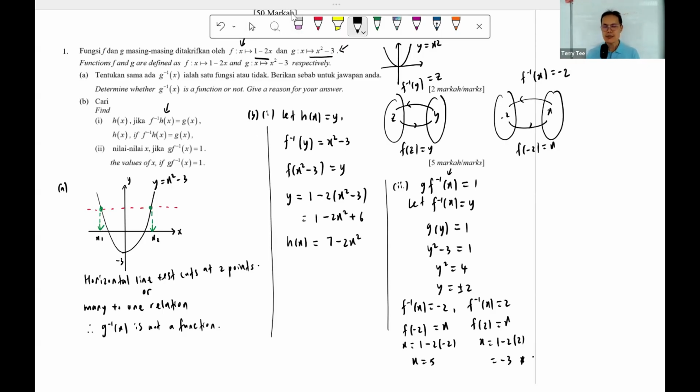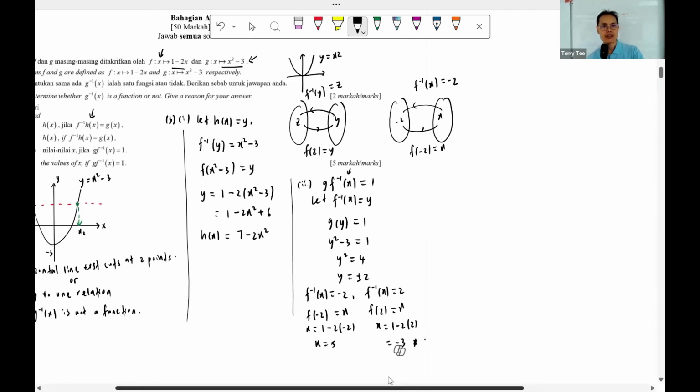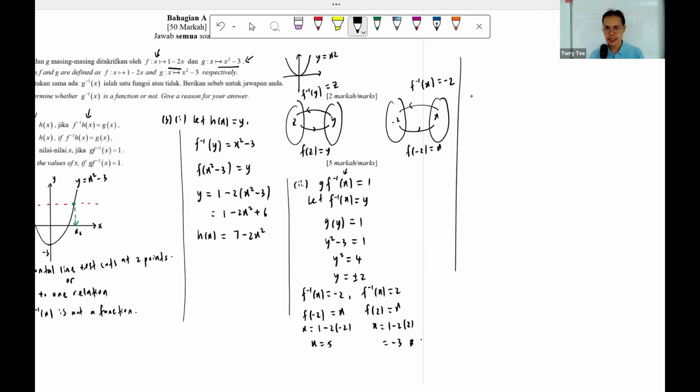Now guys, if you find this method a bit too unique and you're not used to it, you can use the normal way. I don't have enough space here, so I'm going to show you from scratch the normal way. This is the standard way, what most people will do. The first part: you're finding h(x) given f inverse h(x) equals g(x). A lot of people will tend to go and inverse the f first, they go and find the inverse function.